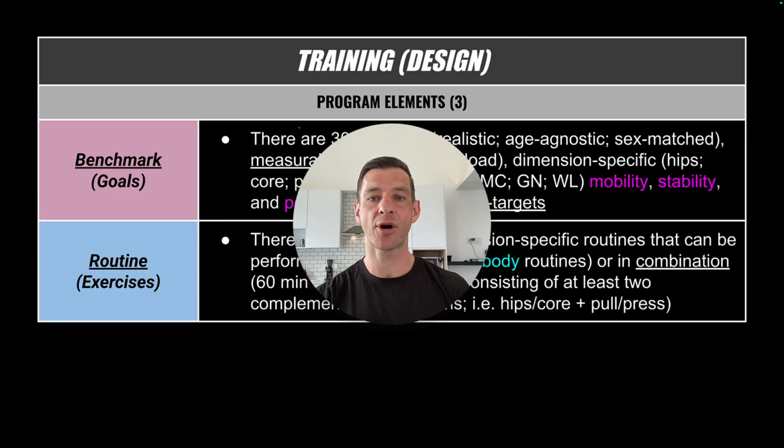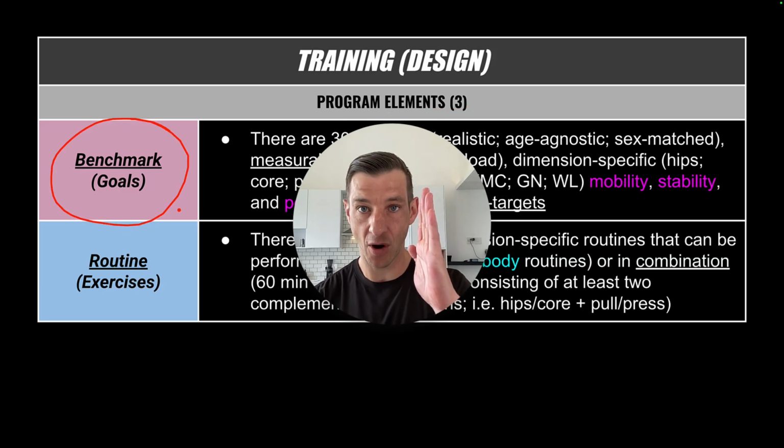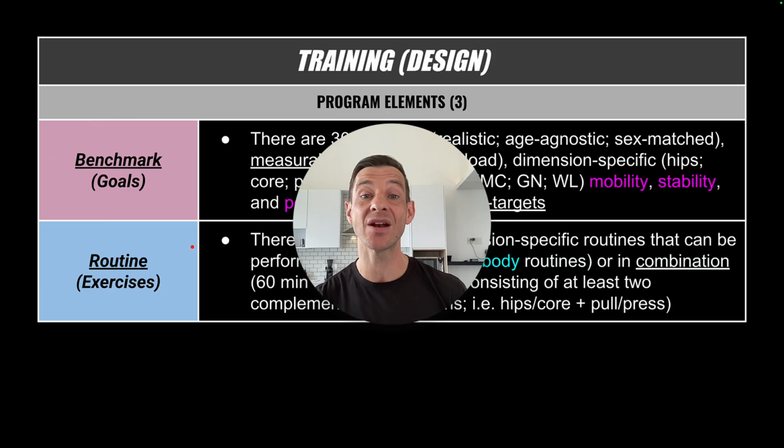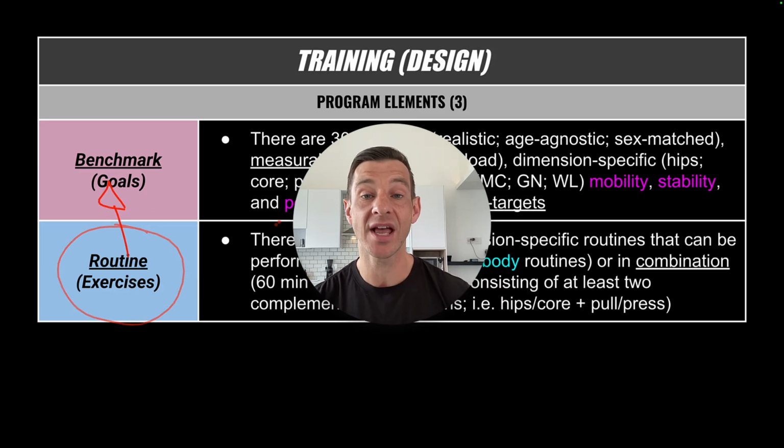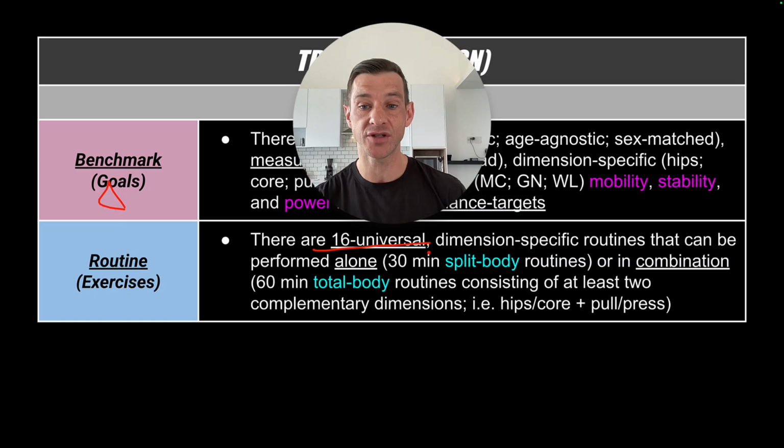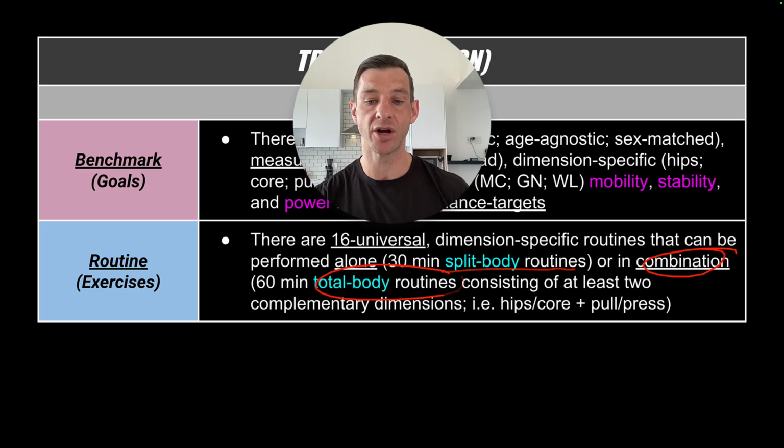Moving on to our second program element. Once we have selected the goals that we want to focus on most, or that we care about most, we then want to match the right routine and exercises to those goals. As you'll see, there are 16 universal, dimension-specific routines that can be performed either alone, we call those split body routines, or in combination, or total body routines.